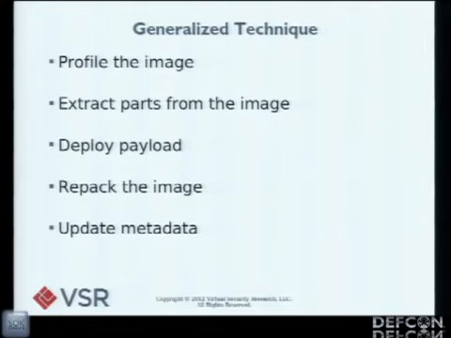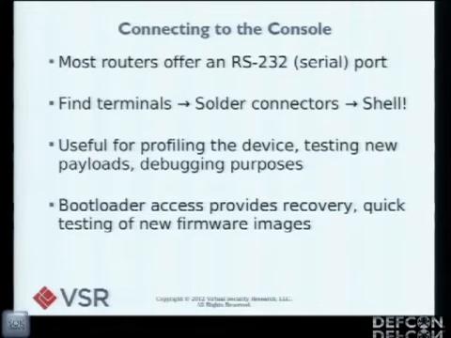So basically, what's the generalized technique that I came up with? The 5 points to pwnage: profile the image, extract the parts from the image, deploy the payload, repack the image, and update the metadata, in that order. It seems fairly intuitive when you break it down like that, but going from 0 to the end product, it took a lot of playing around, a lot of trial and error. By following these steps, you can essentially use the same generalized technique and approach any firmware image, whether it's been already reverse engineered or not.